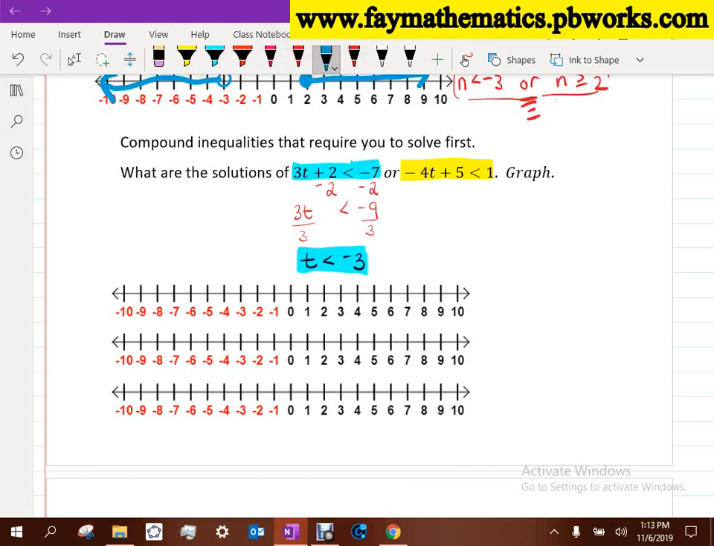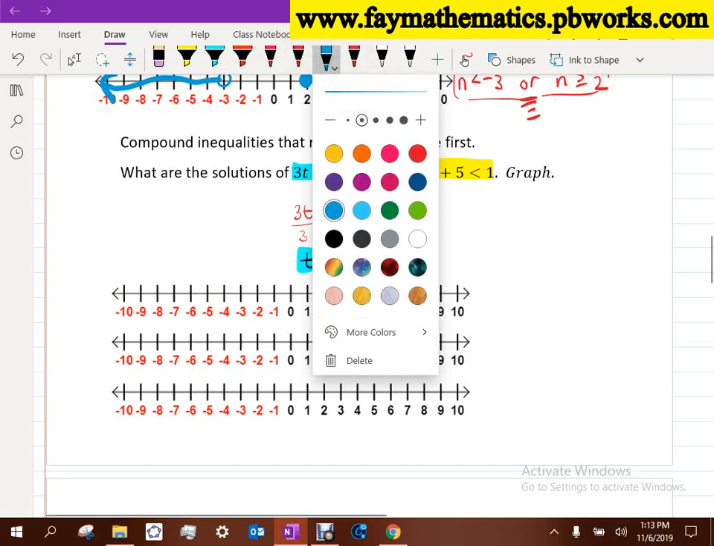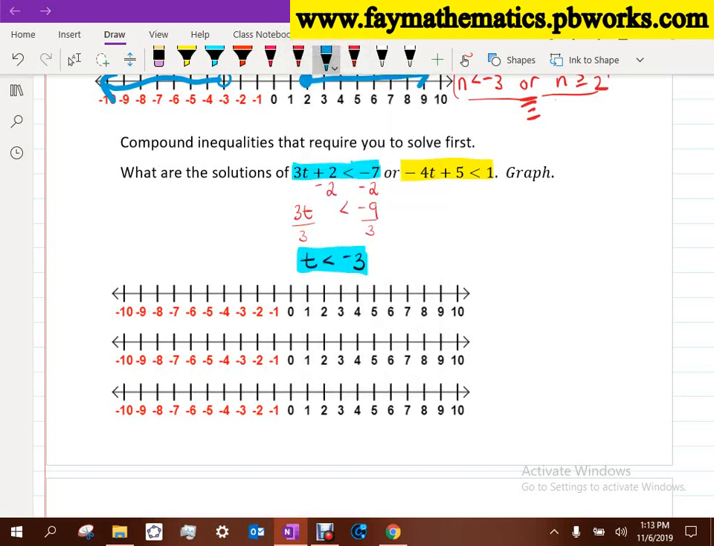Now, if I do the yellow one, okay, so this yellow one, we're looking at, what would you do first? Subtract by 5. So I get negative 4t is less than negative 4. Now what do you do? Divide by negative 4. So t greater than 1, right? No. I know. Okay. All right, so we get those two inequalities. T is less than negative 3, t is greater than 1.